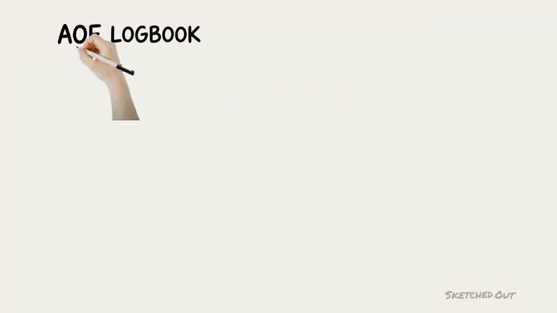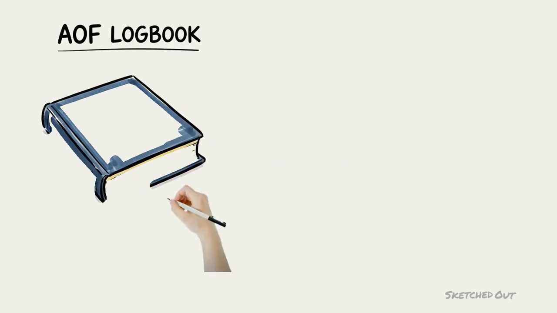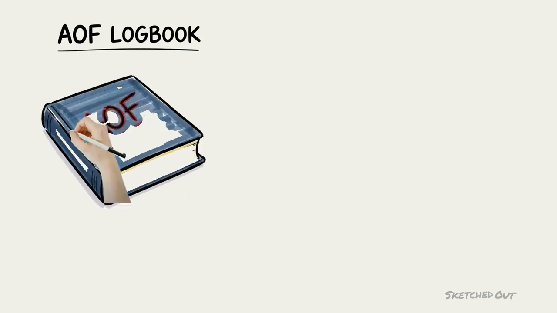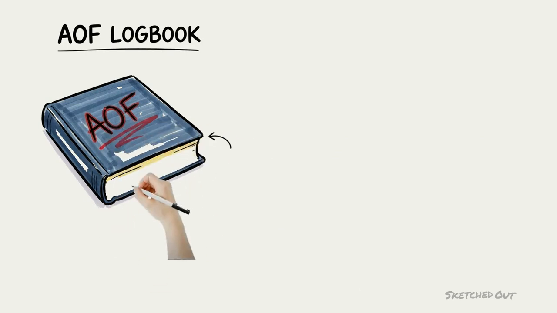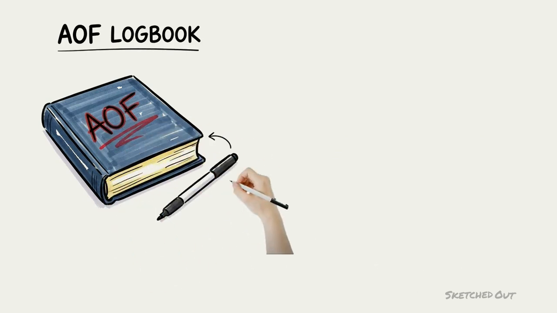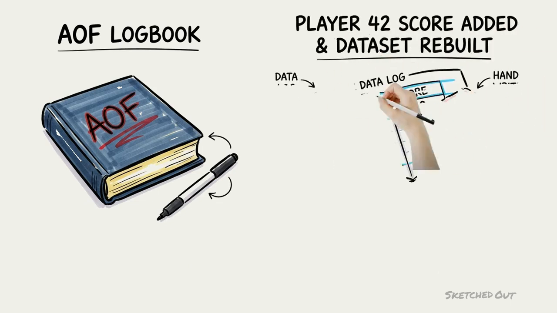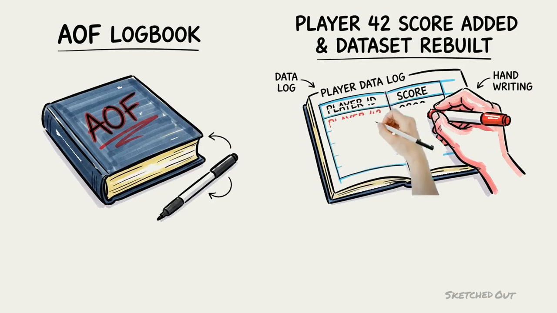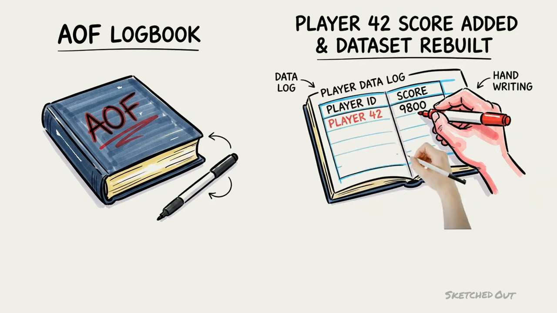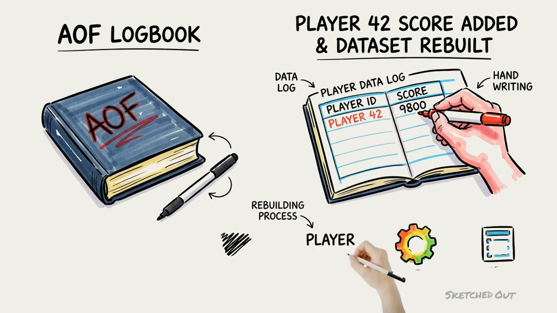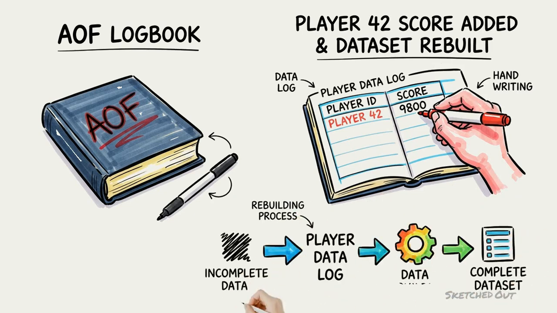Trick 2 is the diary. Instead of occasional photos, Redis writes down every single change the moment it happens, appending each write command to the end of a file. This is called the AOF, the append-only file. Player 42 finishes a race, and the command recording his score is already scribbled in. After a crash, Redis replays the diary from the top, rerunning every command until the dataset is rebuilt exactly as it was.